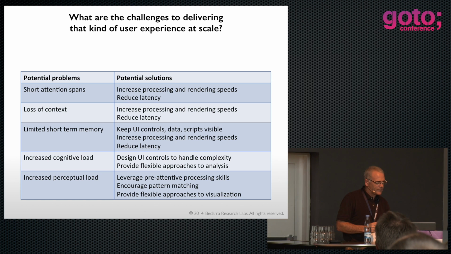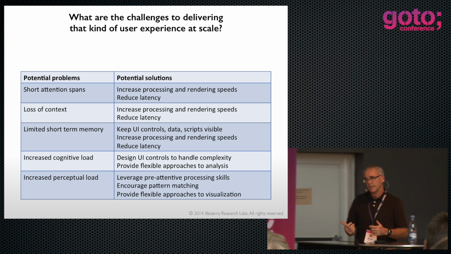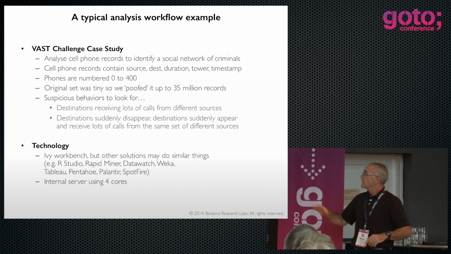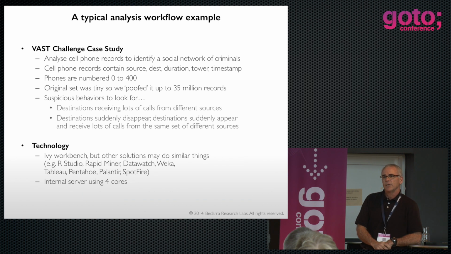Okay, so that's all nice and abstract. What I'm going to do is go through a case study. This is a case study from the VAST challenges, and you can look them up online. They have lots of these different challenges. This one is analyzing cell phone records, and we're basically looking for a social network of criminals.